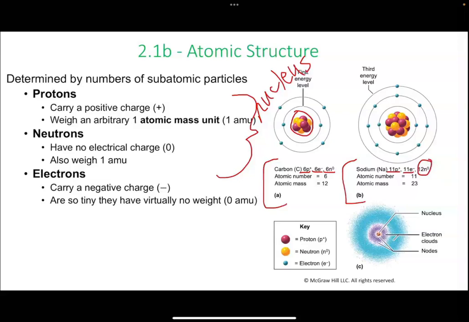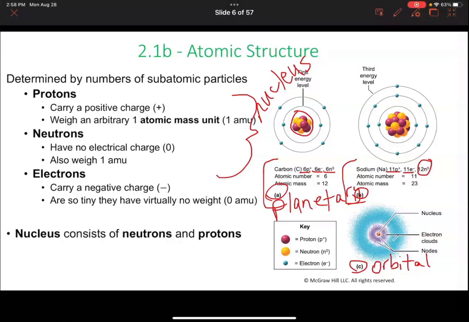The way that A and B are drawn out, this model is called a planetary model. There are several suggestions for how we might model how these subatomic particles exist, but these 2 models here, or these drawings in A and B, are planetary. Down here in C, this model is called the orbital model, and you'll see the electrons are drawn as if they're making a cloud around the nucleus. All right, so your nucleus has your protons and your neutrons, and the electrons exist spinning around the nucleus.